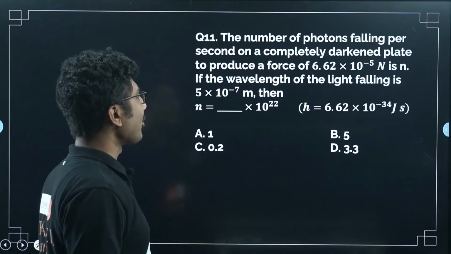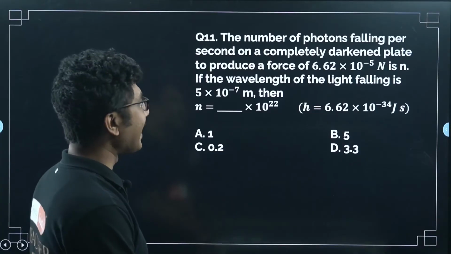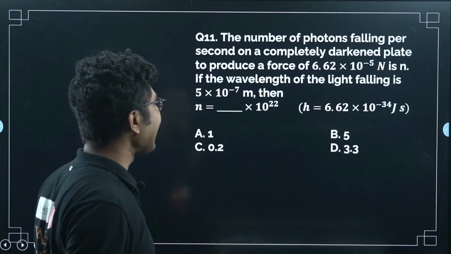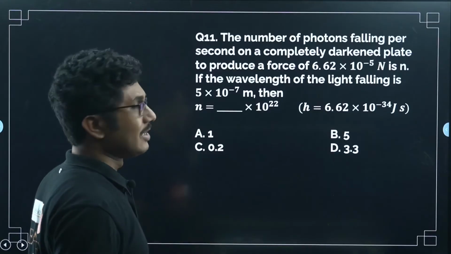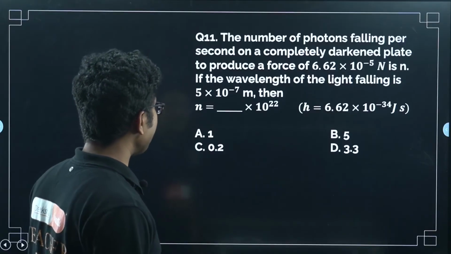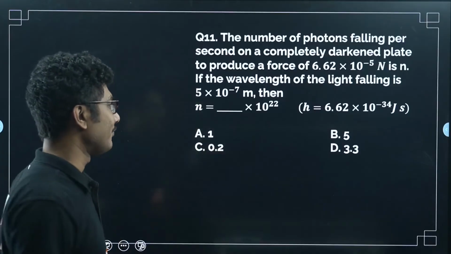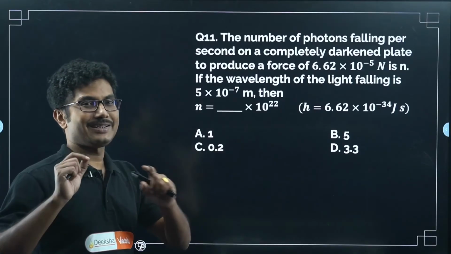The number of photons falling per second on a completely darkened plate to produce a force of 6.62 times 10 to the power of minus 5 Newton is n. The wavelength of the light falling is 5 times 10 to the power of minus 7 meter. Then n equals to given value. Okay, this is a very interesting question.